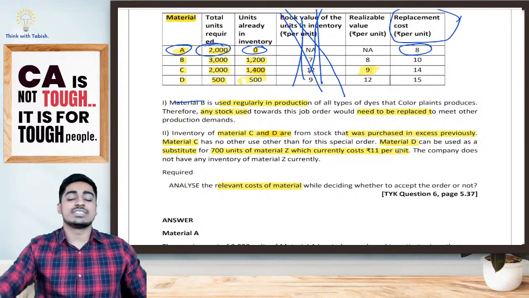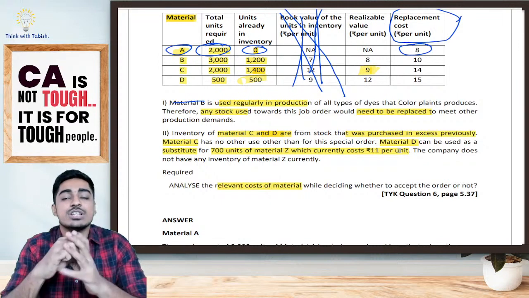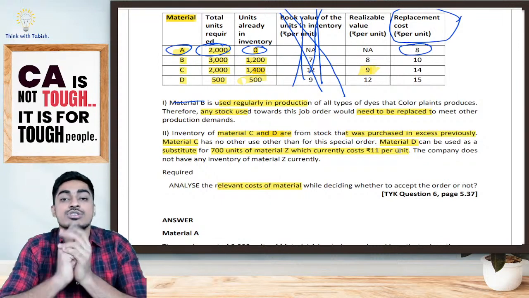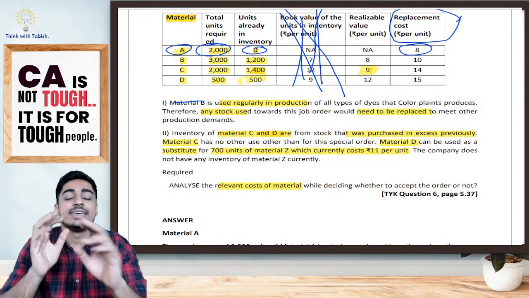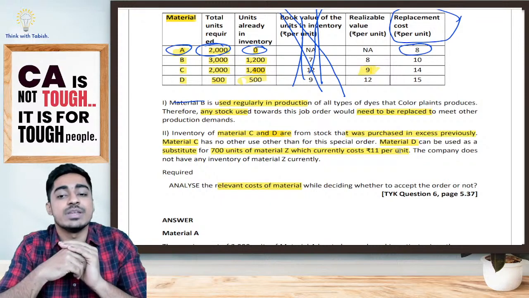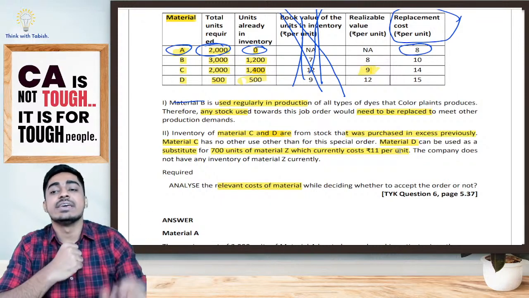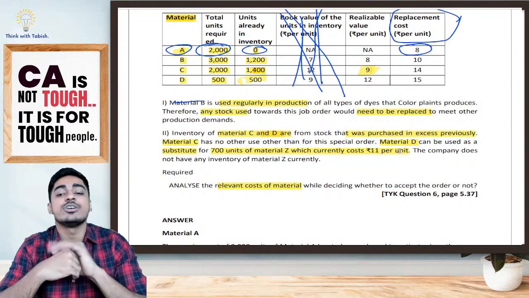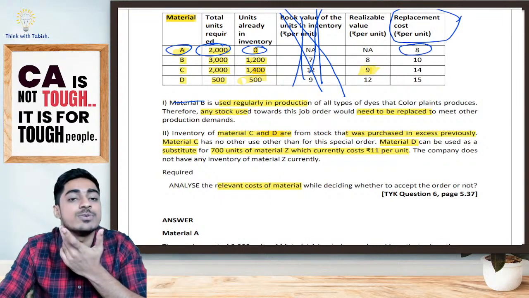Okay. So what is the question telling? Raw material D, 500 units we want, 500 units extra we have. Yes, it was not regularly used. So what are the two options that we have? Either we sell it off to a scrap dealer, for every unit we get the realizable value of 12 per unit, or alternatively, we can use it instead of 700 units of Z, for which we had to pay 11 rupees per unit. Which one would we have done?